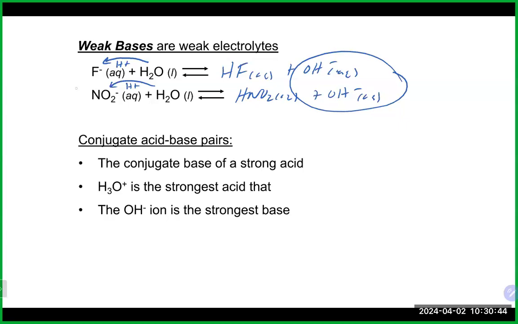Same thing with NH3, which is a very common weak base. Again, it's got to go find some water, do a little reaction happening there. It's going to make a little NH4+ and some hydroxide in this case.